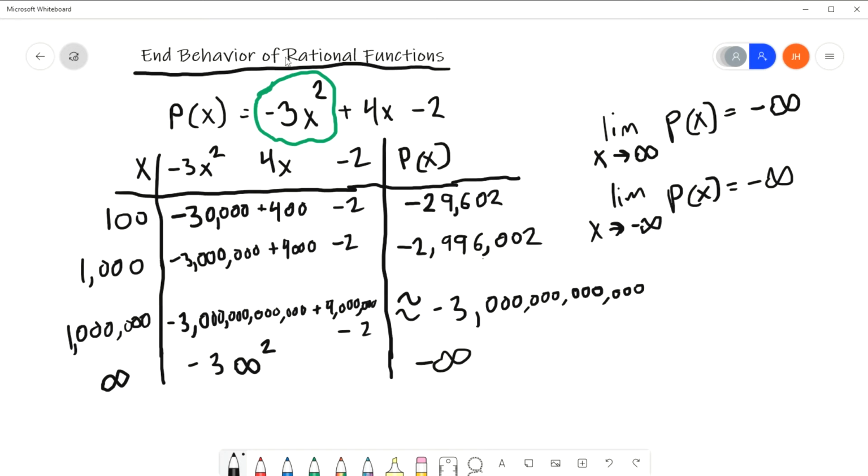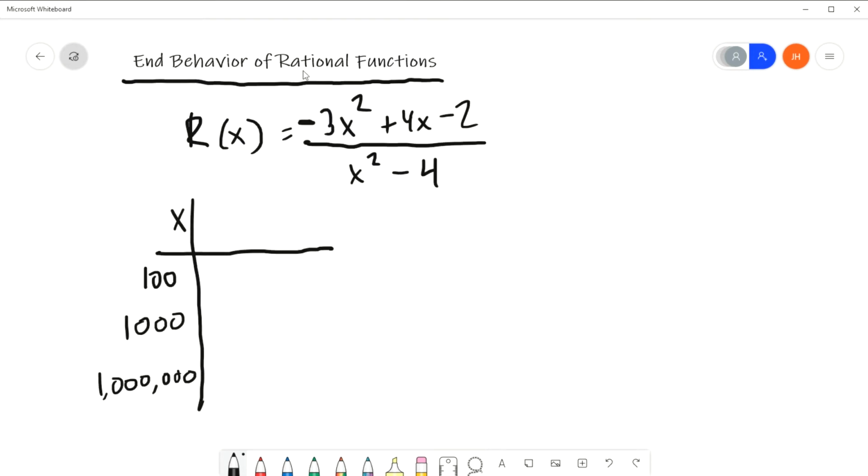We've already seen and talked about end behavior a lot before in polynomials. Now let's see what happens when we look at a rational function. Now, rational functions, if you recall, are just polynomials dividing each other, right? So if I want to focus on the end behavior of this rational function, all I truly care about are the leading terms. And that's going to be the leading term of the numerator and the leading term of the denominator, negative 3x squared and x squared.